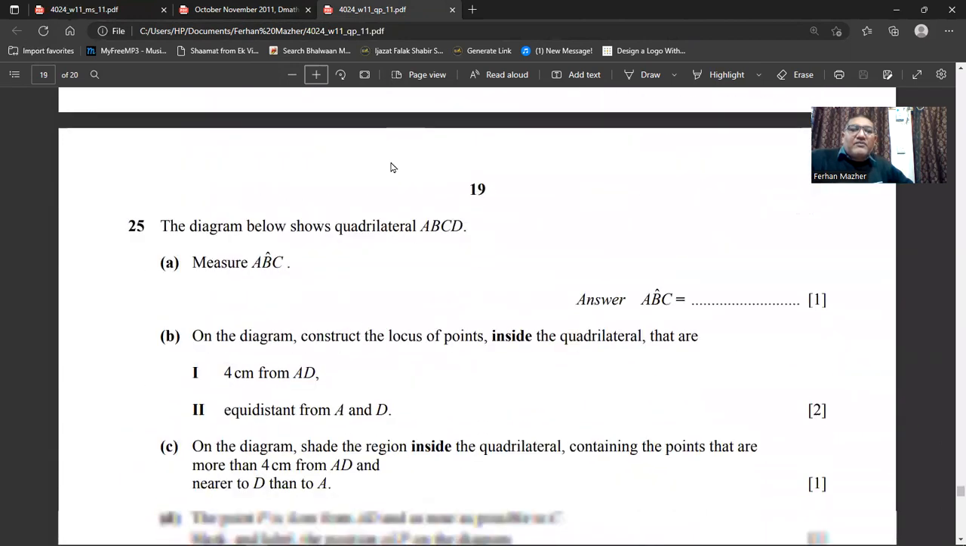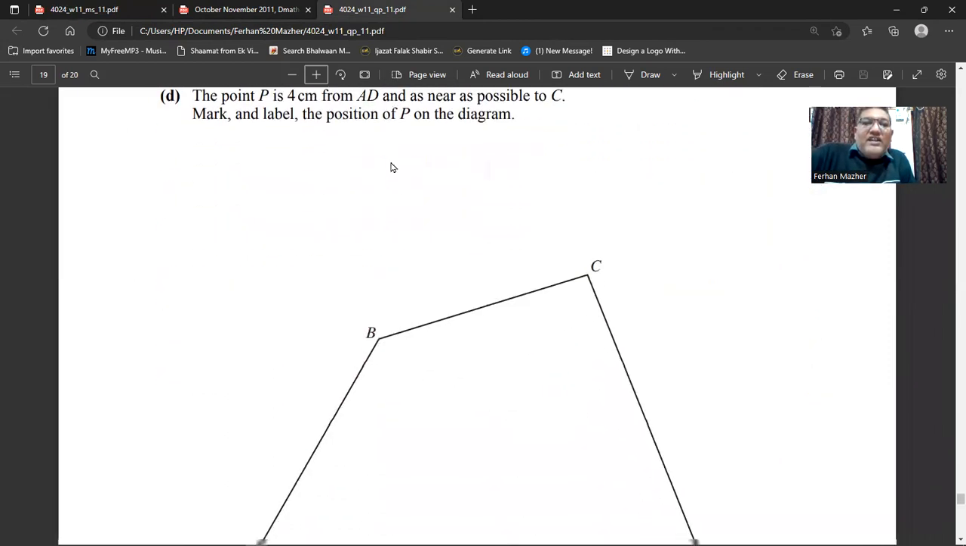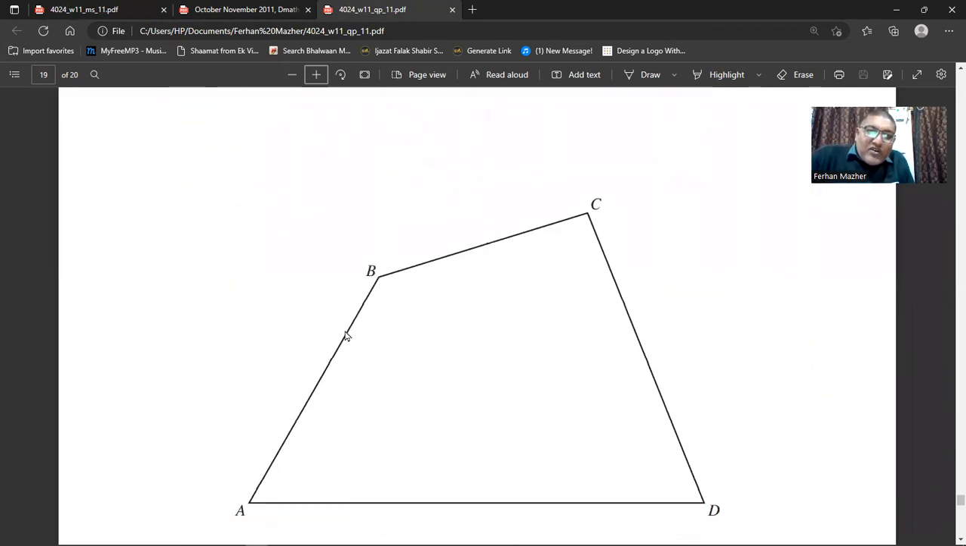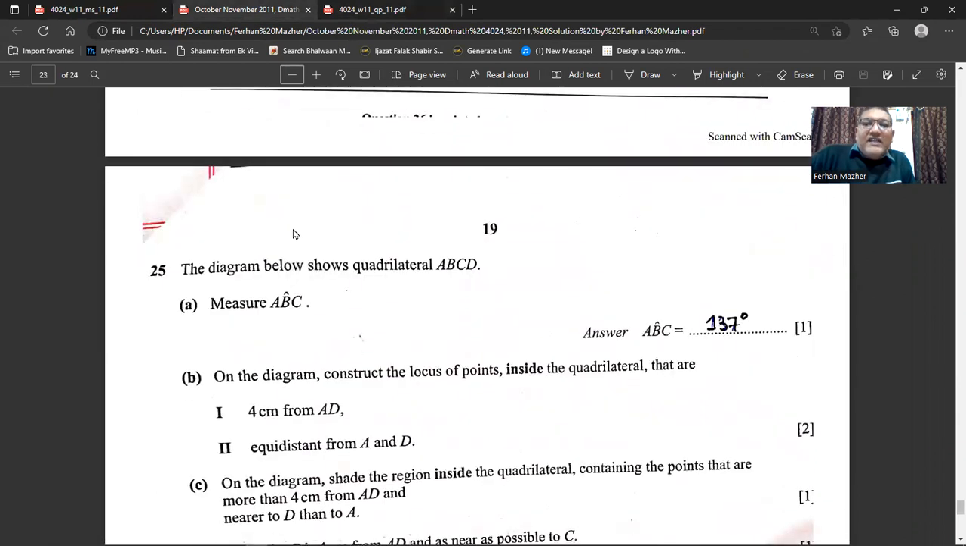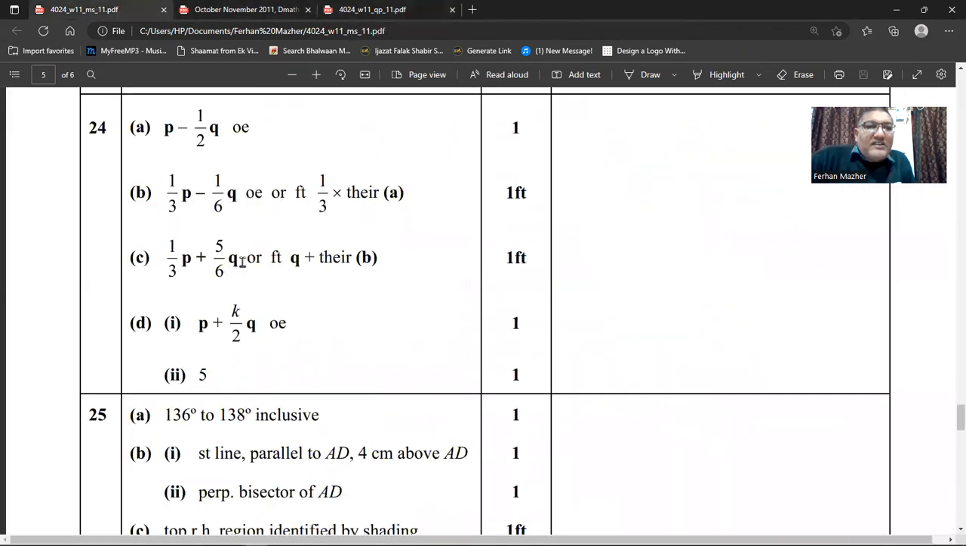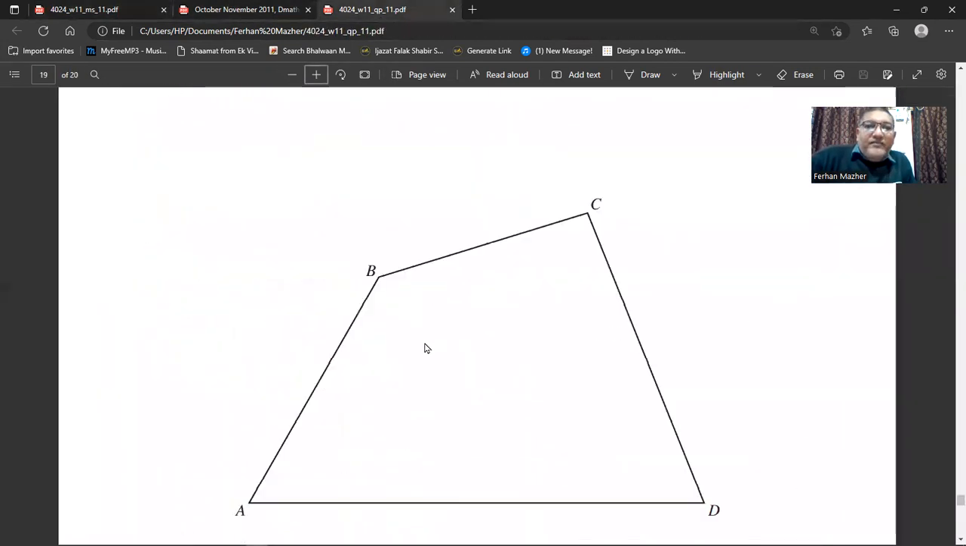And the next question is coming up on your screen. The diagram below shows a quadrilateral ABCD. He says measure the angle ABC. So here we have a quadrilateral, and they want you to measure this angle ABC. Very simple, put your protractor here, the cross should be here, the 0 should be here. From here, count how much this angle is. So we have already done this, and let me show you. That angle will be 137, I think 137, 136 to 138. So hopefully you understand. Okay.